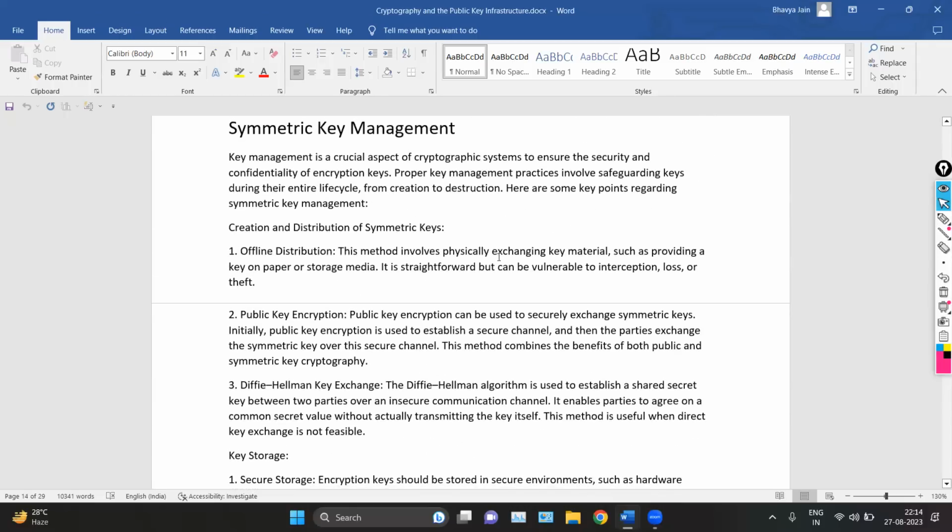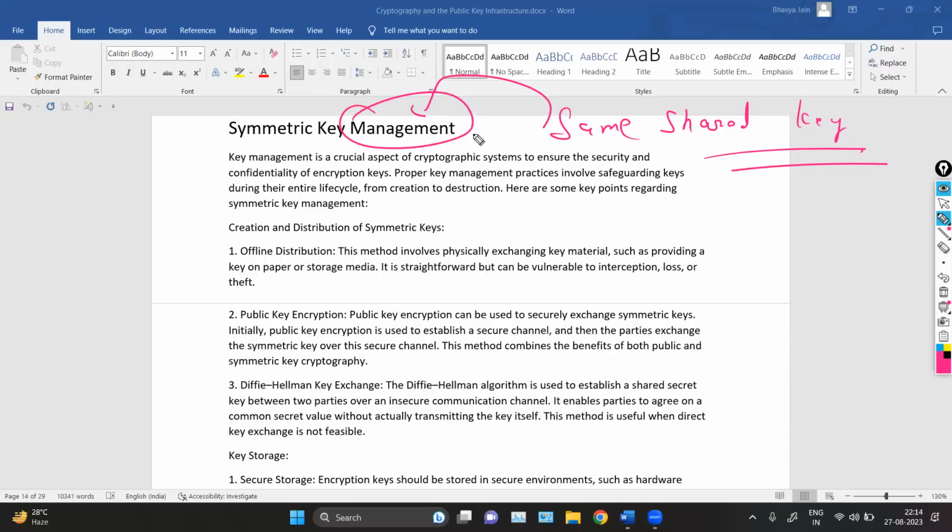Now we have to start with symmetric key management. Key management is a crucial aspect of a cryptographic system to ensure the security and confidentiality of encryption keys. As we know, in symmetric cryptography we use the same shared key for both encryption and decryption, so managing these keys is very important.